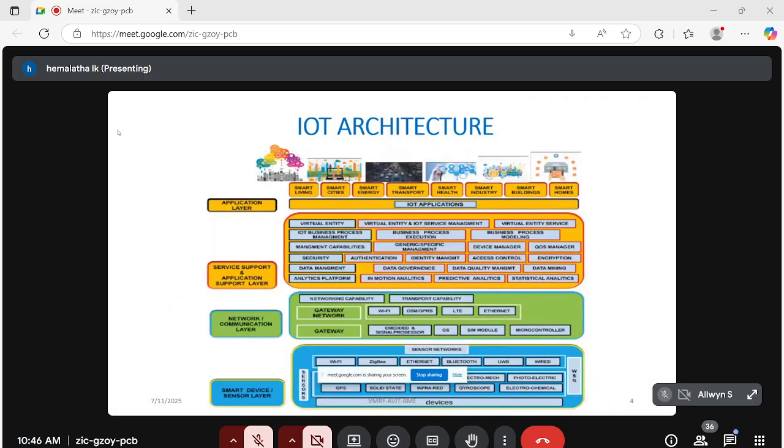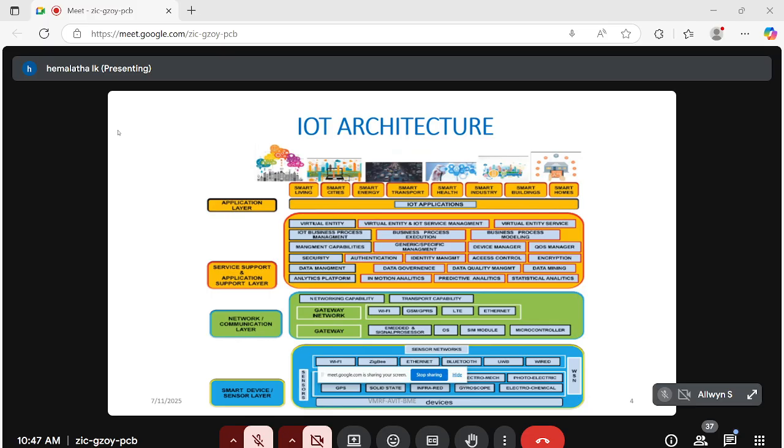Then the network needs some communication protocol to send the information to the next layer, that is known as the service support or application support layer. So that network communication layer is transporting the information from the sensor to the application support layer. Here you are having various protocols like Wi-Fi, long-term evolution, Ethernet, and so on. The long-range communication, Zigbee, Bluetooth, they are all coming into the picture to transport the information from the sensor layer to the next layer.